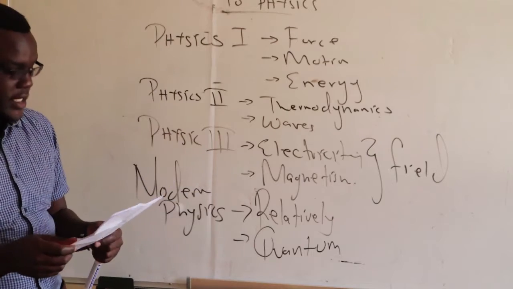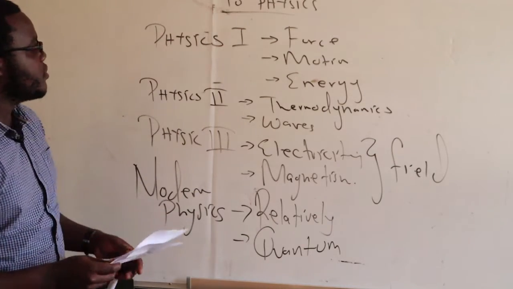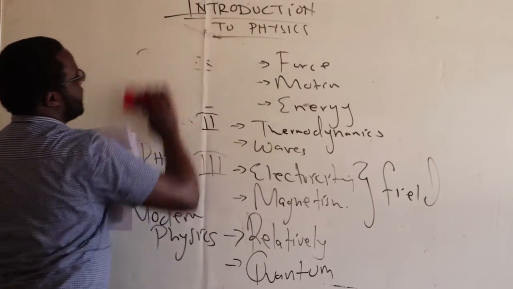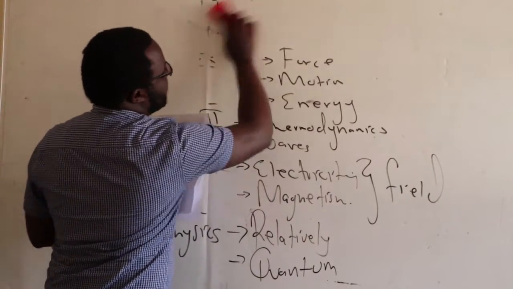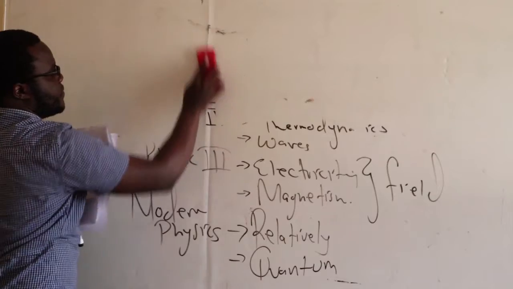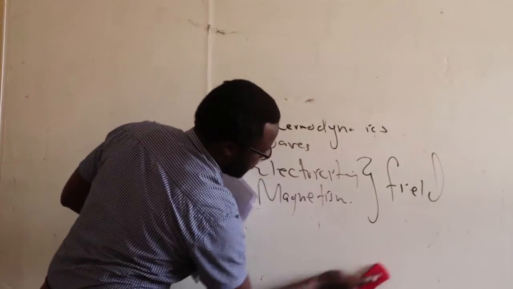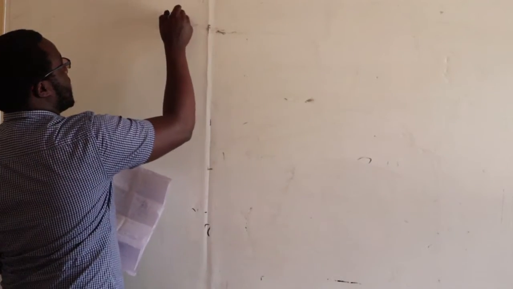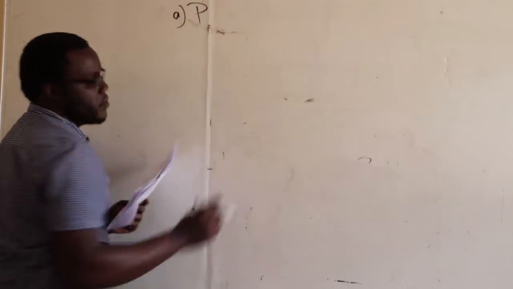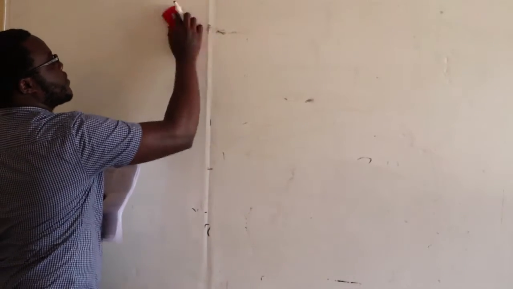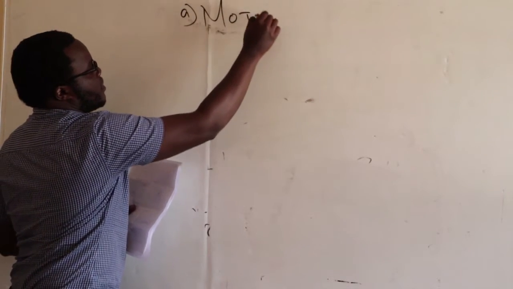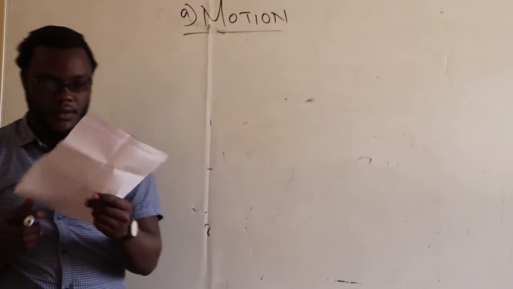So I think with that, we can start with the first part, which is motion. Motion, remember that it is under physics 1. So when I talk of motion, what do I define as motion? It is a movement. So we start with the first part of physics, which is motion.